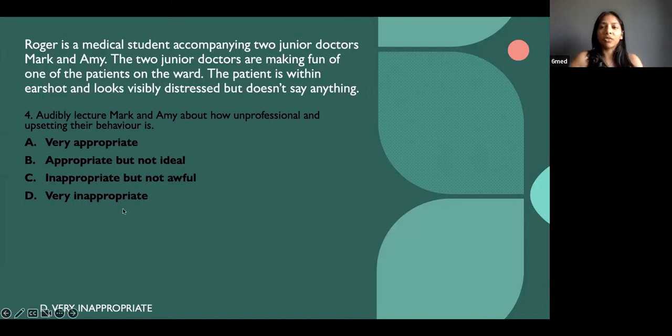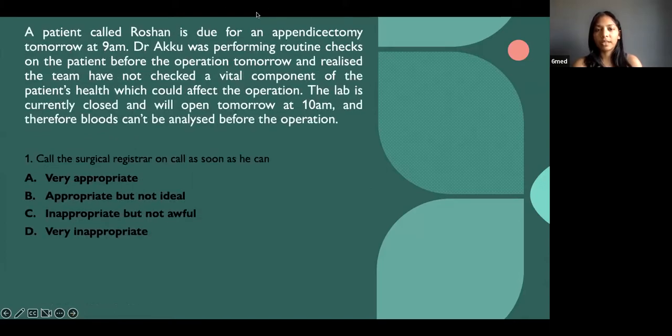Audibly lecturing is basically another way of saying shouting at Mark and Amy in front of other people. In order to be professional, one of the things that you need to do is also be subtle in the way you deal with difficult situations. And that would be to take them into a private room and speak about what happened, or obviously whisper it to them and say to them, you need to stop now and then discuss it later. So I don't think this is actually effective. Hopefully that answered your question.